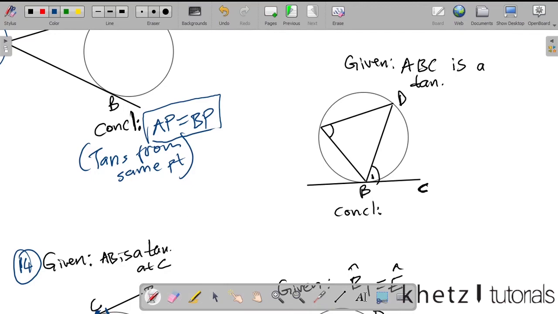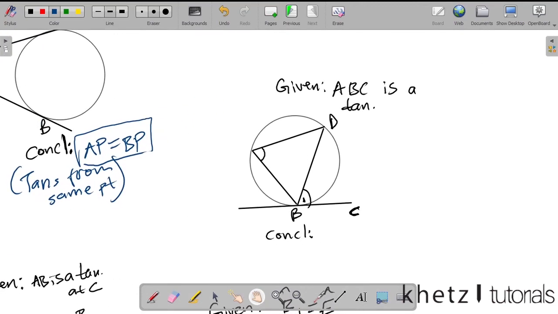This is number 15, and we have E over here. Given that ABC is a tangent, this line over here, what can we conclude from that? We can conclude that angle B1 is equal to E. So this angle inside here is equal to that. Given a tangent and this exterior angle B1, we can conclude that B1 is equal to E.